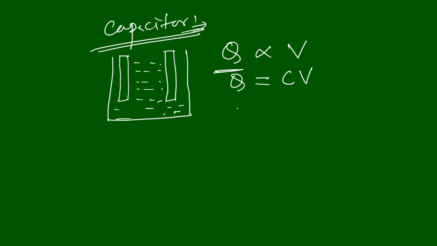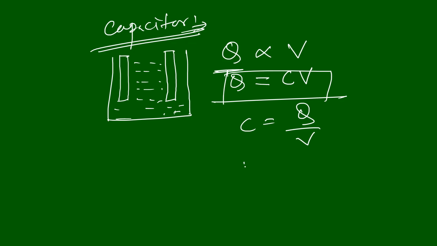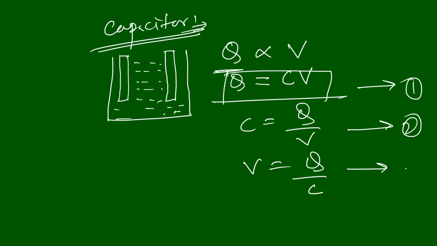Now this formula can be represented in other ways also. Q equals CV, first formula. Second formula, C equals Q by V, and V equals Q by C. This is formula number 1, formula number 2, formula number 3.